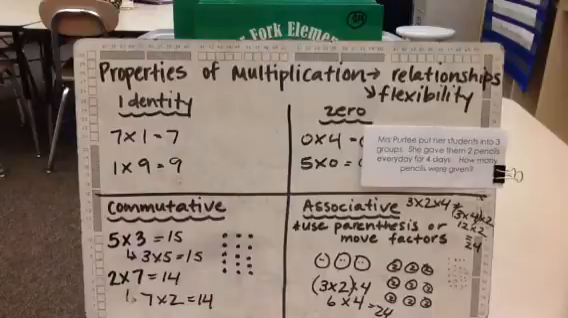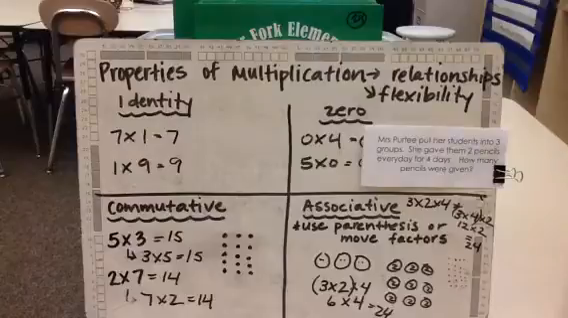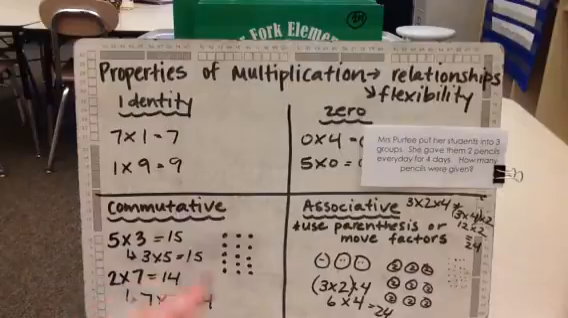So associative is if I see more than 2 factors, then I can use parentheses or move factors around to group them and multiply those first, then bring the other factors down. So go ahead and use these strategies when you're noticing ones, or when you're seeing zeros as a factor, or when you'd rather count in one way than in another, or when you see many factors.